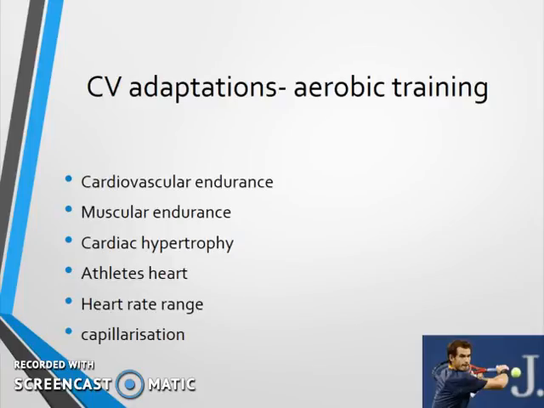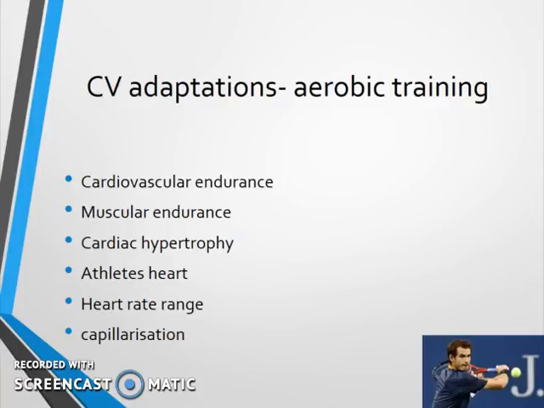Heart rate range is the difference between resting and the max heart rate. Max heart rate is 220 minus your age. For example, if you're 27, your max heart rate would be 193. If your resting heart rate is 70, the range between this would be 123. So that is your heart rate range.